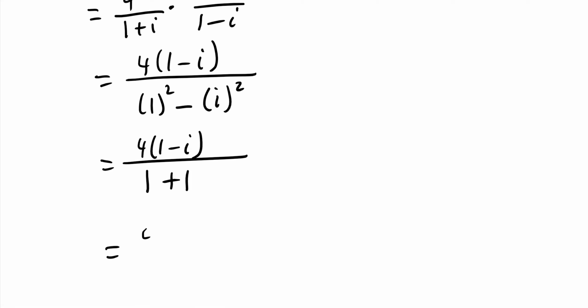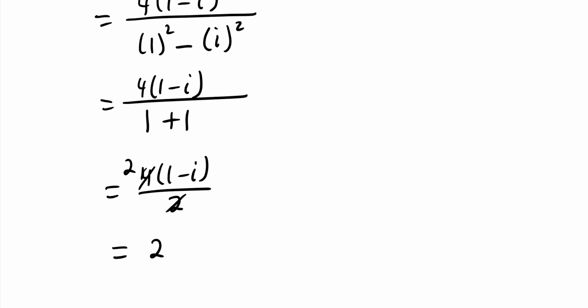So that gives us 4 times 1 minus i over 2. 2 by 2 is 1, and 4 by 2 is 2. Multiply the 2 in, 2 minus 2i. That's the standard form of the complex number.